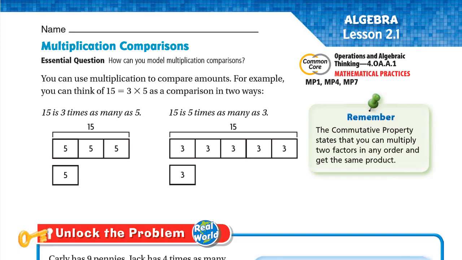Hello, this is Mr. Ahmed, and today we'll do chapter 2, lesson 2.1, multiplication comparisons. And our essential question is, how can you model multiplication comparisons?